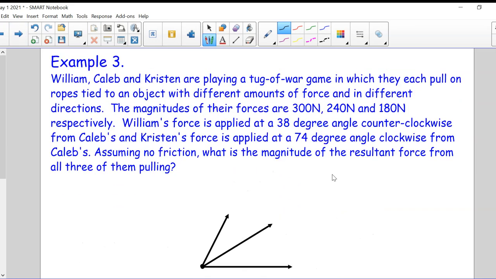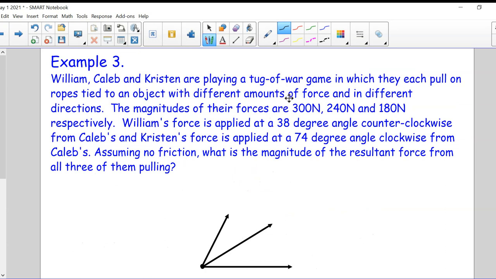What if we had three forces that we had to play with? I can tell you right now, there is no way that I am going to try to do this using the parallelogram law. I wouldn't, and I wouldn't suggest you do either, all right? So look at this one.